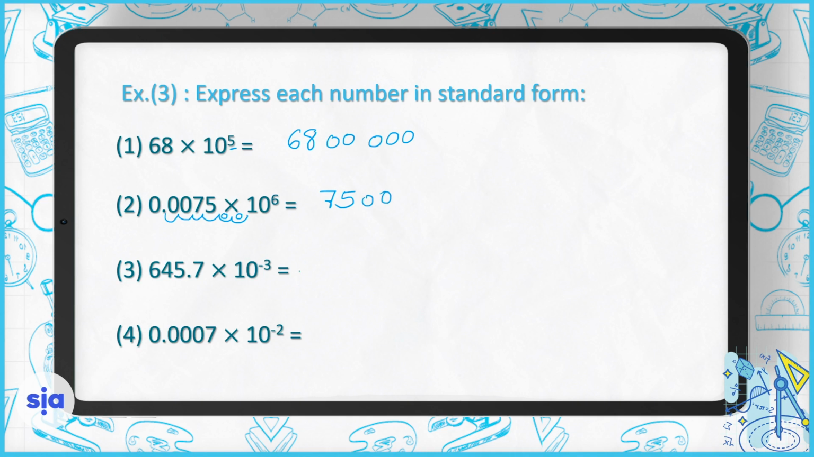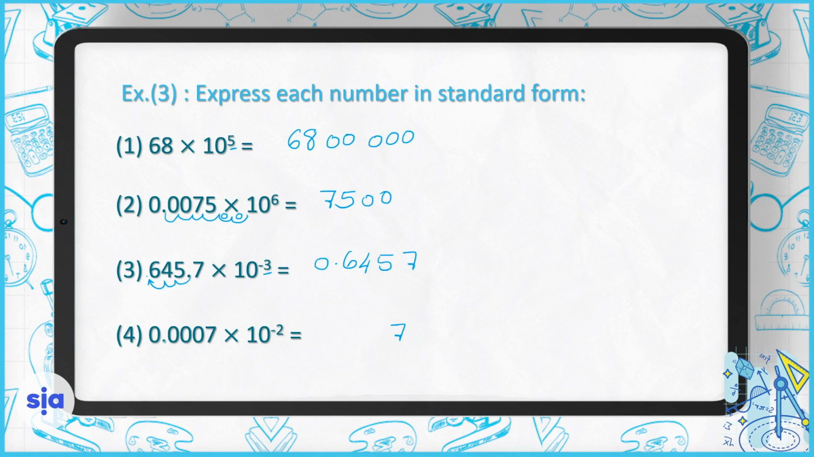Question 3, we write the numbers we have: 6, 4, 5, 7, and then since this is a negative 3, we're going to move to the left. 1, 2, 3. So the decimal point will be before the 6. So it's 0.6457.